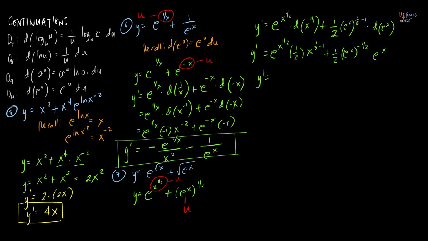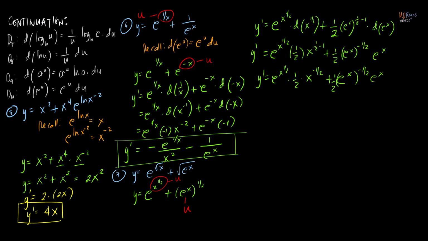Okay, y prime is equal to e raised to x raised to 1/2 times 1/2 times x raised to negative 1/2. And then plus e raised to x raised to 1/2 times 1/2... we don't have to write it in that way, because we have to write this in radical form later on, times e to the x.